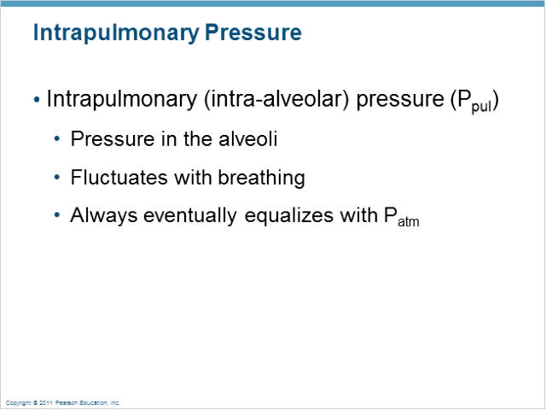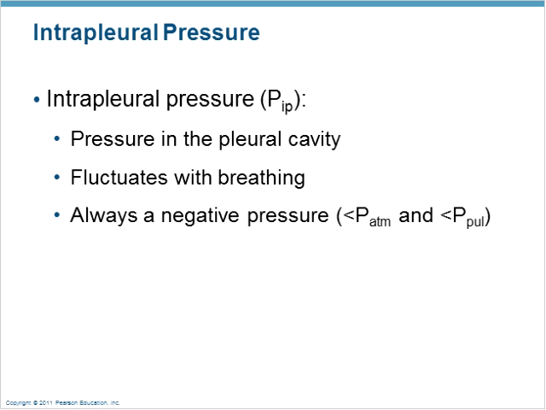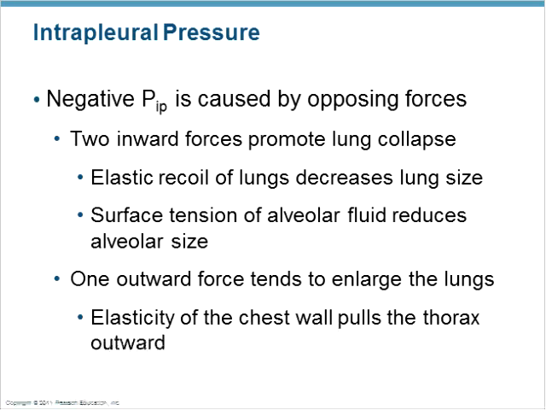The intrapulmonary or intra-alveolar pressure is the pressure in the alveoli, and it fluctuates with breathing, but it always eventually equalizes to the pressure in the atmosphere. The intrapleural pressure, the IP, is the pressure in the pleural cavity. It fluctuates with breathing, and it's always a negative pressure, so it's always less than the atmospheric pressure and less than the pulmonary pressure.